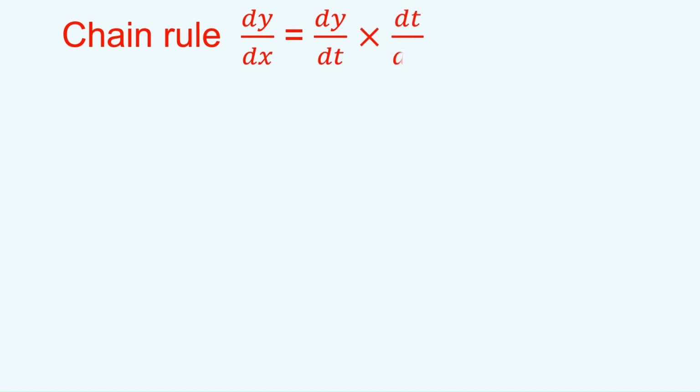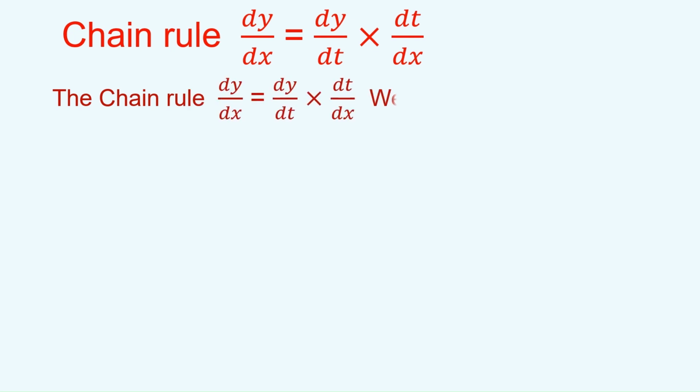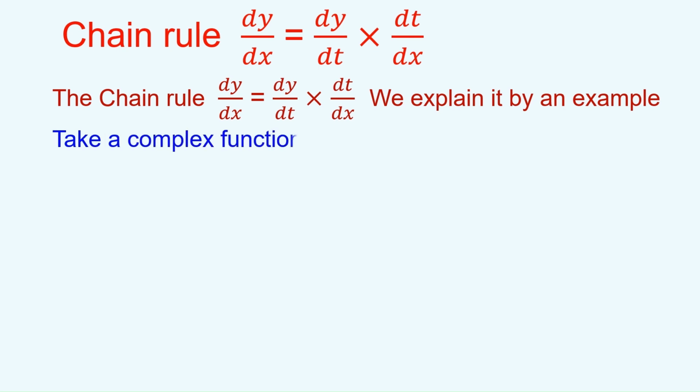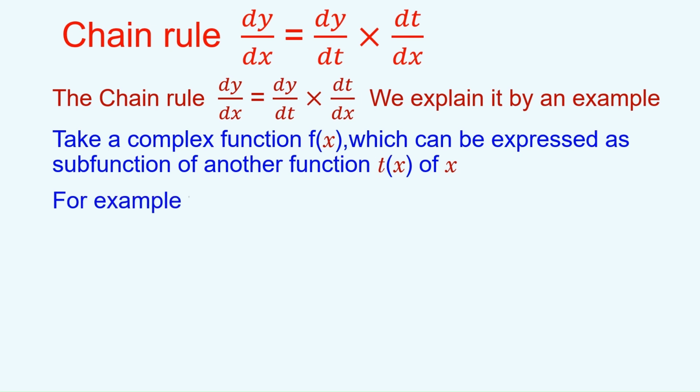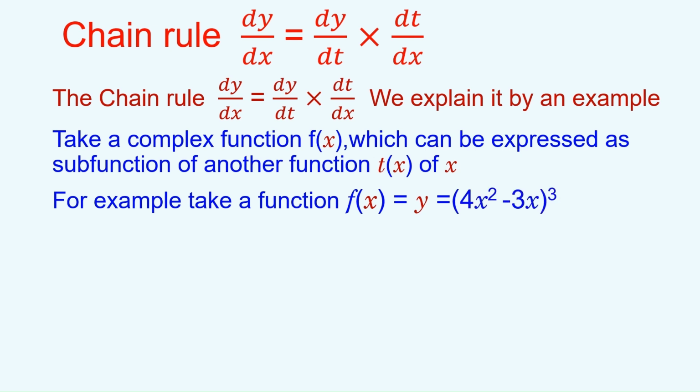Chain rule. dy/dx equals dy/dt times dt/dx. We explain it by an example. Take a complex function f(x), which can be expressed as a subfunction of another function t(x) of x. For example, take the function f(x) equals y equals (4x squared minus 3x) whole cubed.